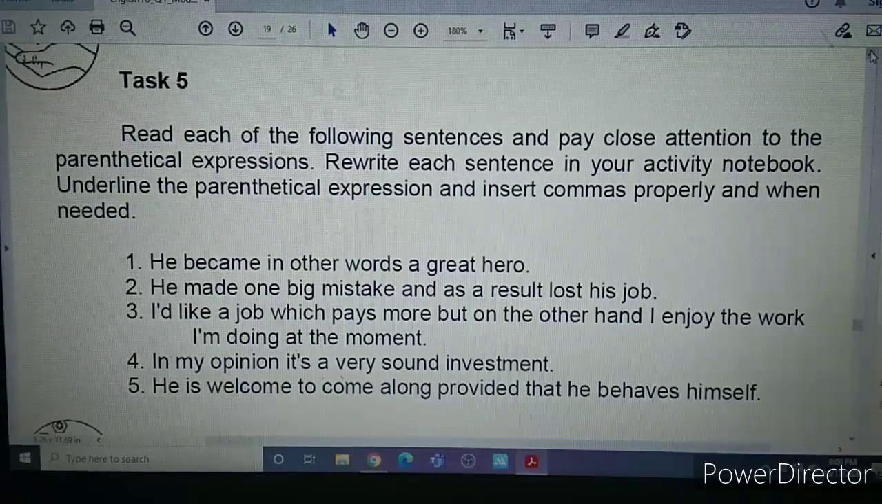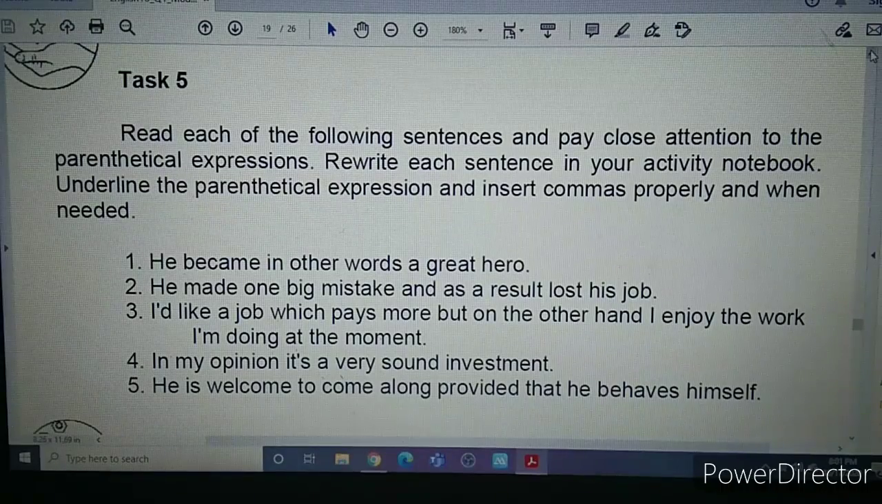So the parenthetical expression for number 3, which you are going to underline, is on the other hand. So that's an example of a parenthetical expression, and then you are going to underline that when you rewrite the sentence. So again, the correct answer for number 3 is this one. I'd like a job which pays more but, comma, on the other hand, comma, I enjoy the work I'm doing at the moment. So that's the correct answer for number 3.